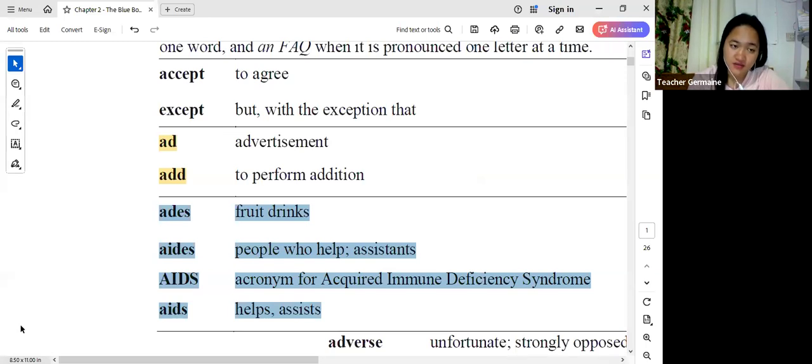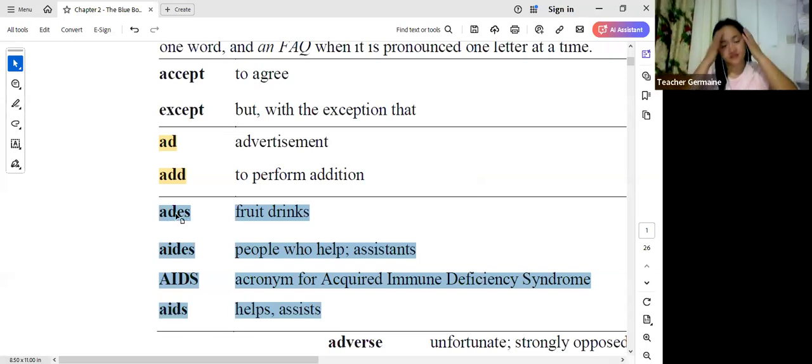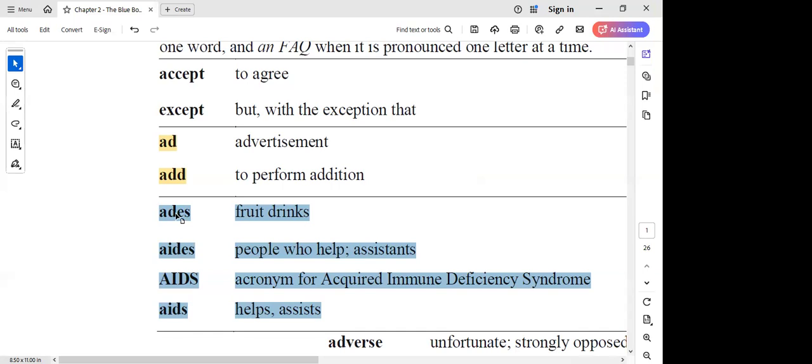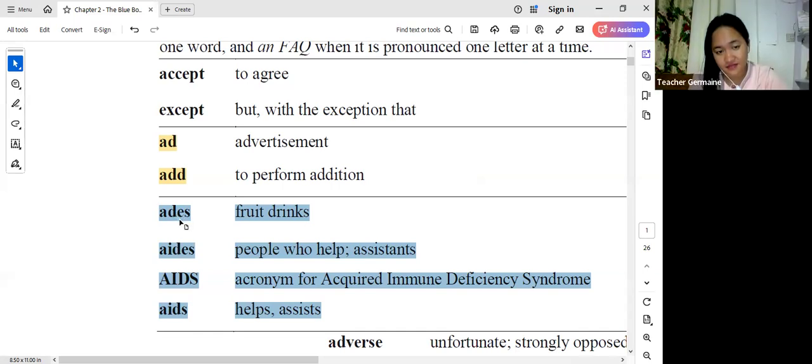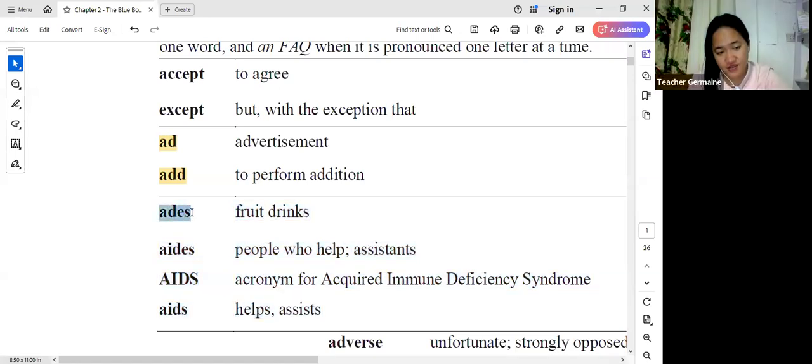Josephine. Yes, Miss. Okay, please read from the beginning. AIDS, fruit drinks. AIDS, people who help assistance. AIDS, acronym for acquired immune deficiency syndrome. Aid helps assist. Okay, I'll go back to the first two words, Josephine. Should we read this one as AIDS? This one also, AIDS, please.